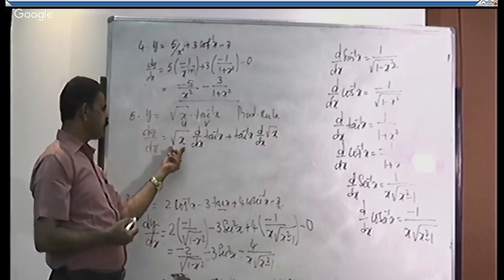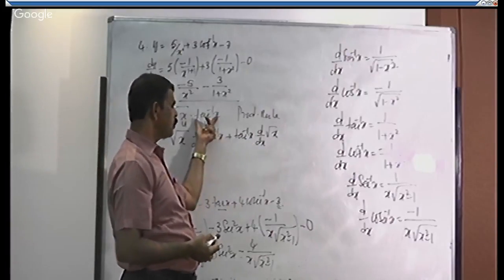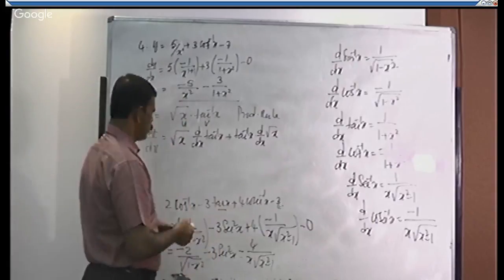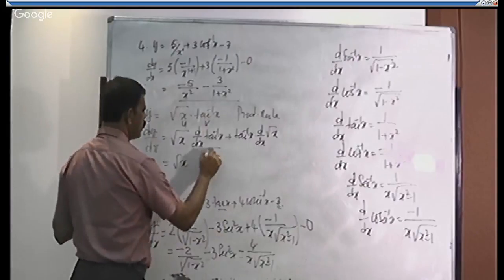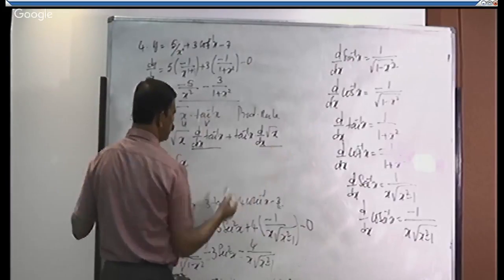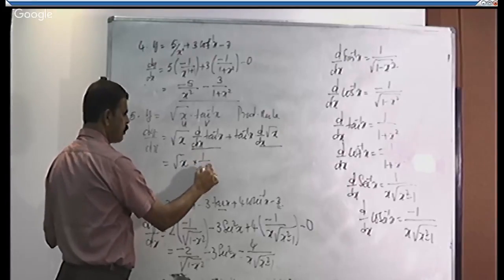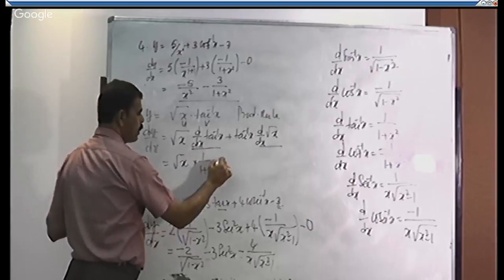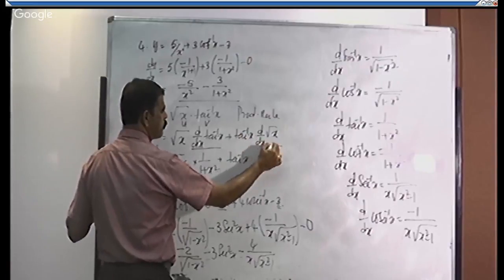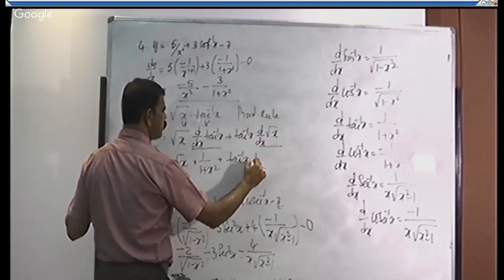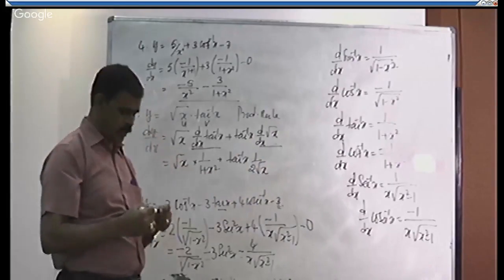First function into differentiation of second, plus second function into d by dx of root x. Now wherever we have d by dx, that term is to be differentiated. Other terms keep as they are. Differentiation of tan inverse x is 1 by 1 plus x square. Plus keep tan inverse x as it is. Differentiate root x, d by dx of root x. That is 1 by 2 root of x. This is the final answer. Okay.